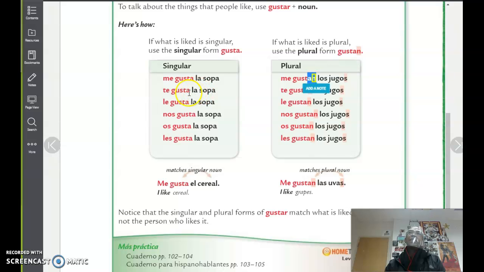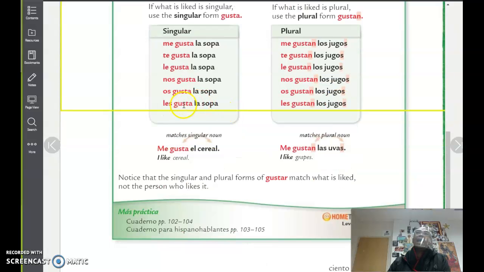¿Te gusta la sopa? Do you like soup? Notice it's only one thing that you're referring to, so there would be gusta, right? Now, if you're referring to more than one, all you do is add N to gusta. And it would be like, ¿te gustan los jugos? Le gusta la sopa. He or she likes soup. Le gustan los jugos. He or she likes juices, more than one thing, okay? So if you're referring to more things, you say gustan, and if you're referring to one thing, it's gusta, okay?